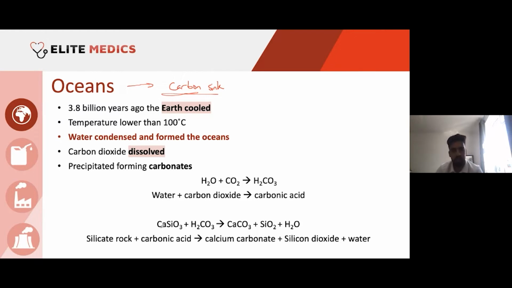So that's the key thing. Oceans being a carbon sink due to the fact that the Earth cooled down lower than 100 degrees C. Water condensed, formed these oceans into which CO2 dissolved and thus precipitated, forming our carbonates.